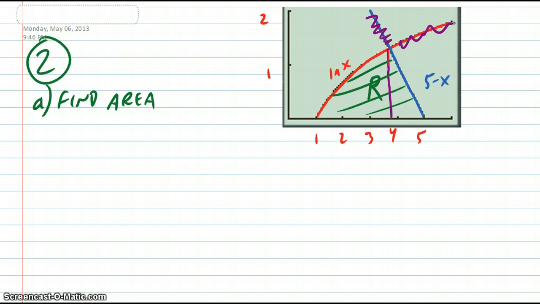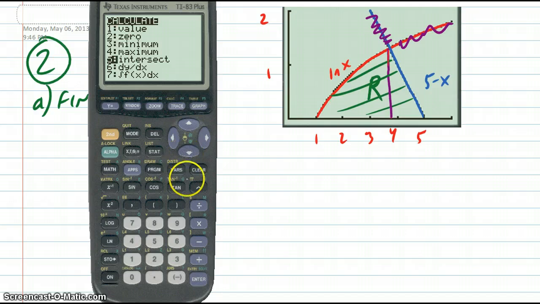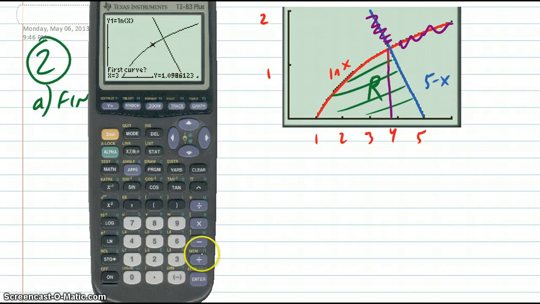So Joe, you and I were talking earlier. We want to find the place where these two graphs do what? Intersect. Yeah, where they cross or intersect. So we graphed it already, and this calculator allows us to go to second calc intersect. Again, this is on the graphing calculator portion of the test. First curve, yep. Second curve, yep.